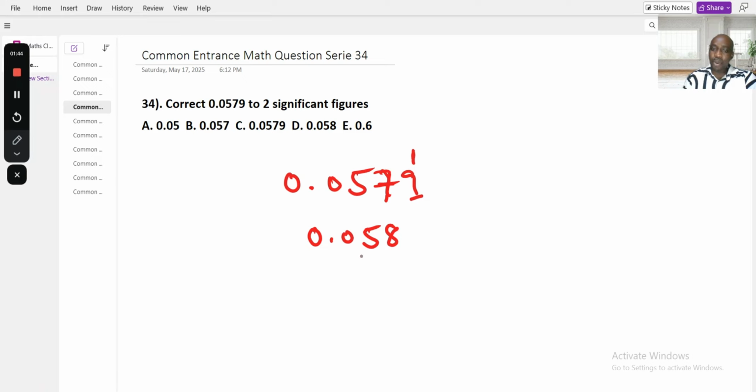But if it is decimal places, you can say this one is three decimal places. But the question says two significant figures. So we have to be careful. Our final answer is 0.058. Two significant figures, the digits that start from the number, not from zero. Our final answer is D. Let's move to the next question.